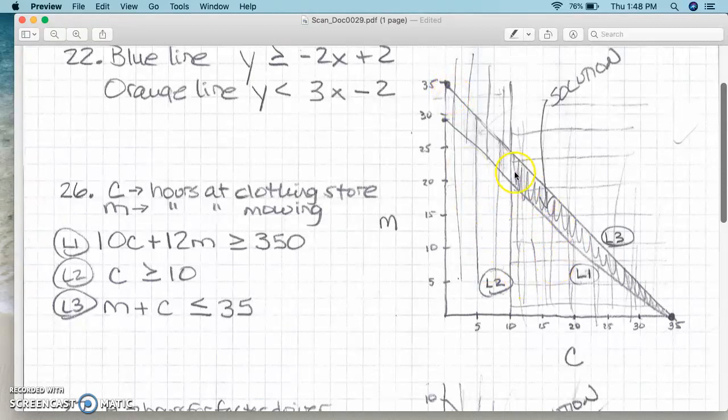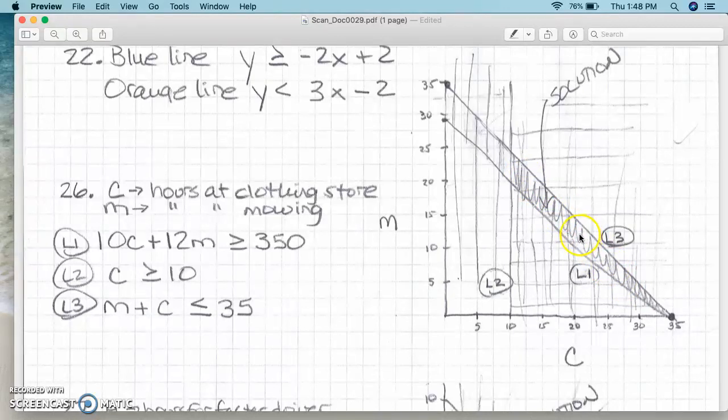So here's my solution, this section right here, where I'm greater than 10 on the clothing, but less than this top line and greater than this. This is where the shading overlaps. So that's my solution, where all 3 are true.